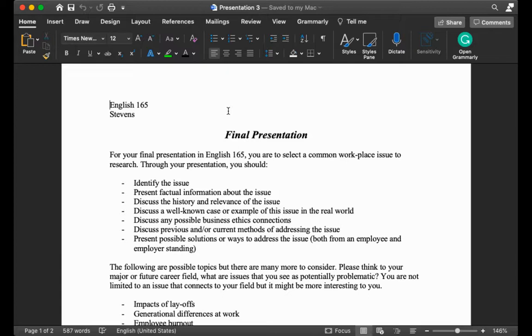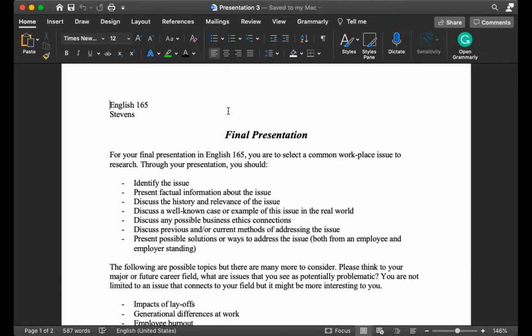So, let's say you're researching employee burnout. And at the end of your presentation, you want to talk about some different ways that employees can prevent employee burnout, prevent themselves from feeling exhausted by the work. But you might also need to think about, if I were an employer, how would I help my employees? What are some real, tangible ways that businesses can prevent employee burnout? So all of those components need to be present in your presentation, and that's a lot of information.